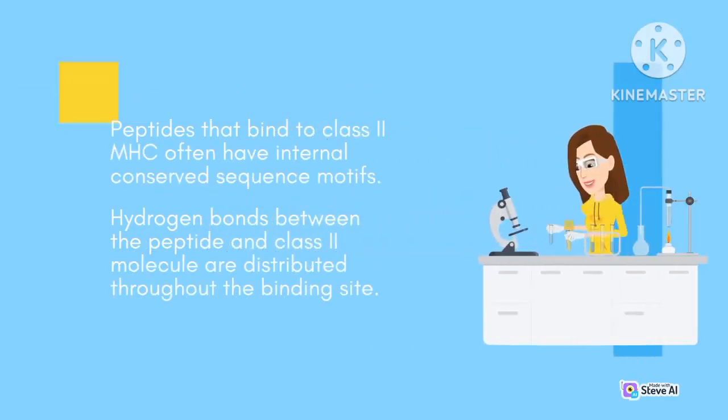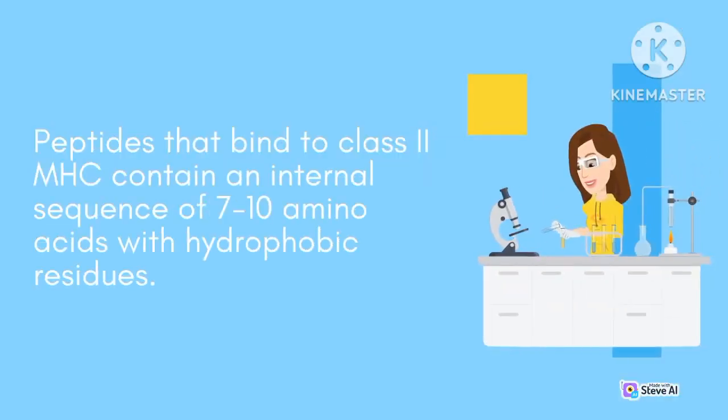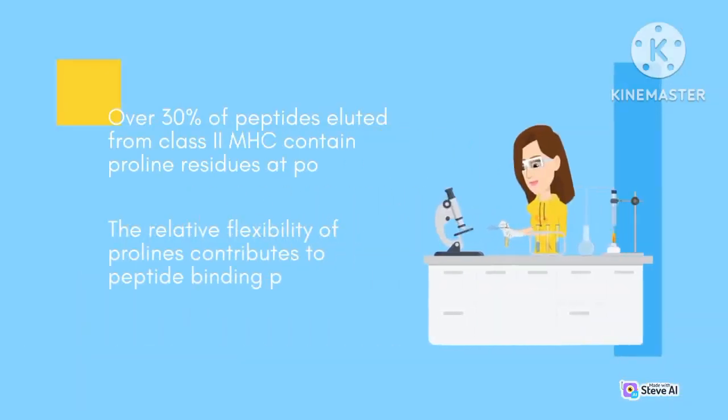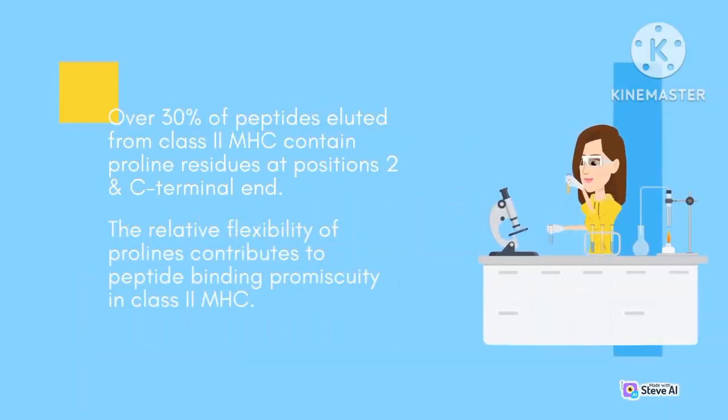Peptides that bind to Class II MHC often have internal conserved sequence motifs. Hydrogen bonds between the peptide and Class II molecule are distributed throughout the binding site. Peptides that bind to Class II MHC contain an internal sequence of 7 to 10 amino acids with hydrophobic residues. Over 30% of peptides eluted from Class II MHC contain proline residues at position 2 and the C-terminal end. The relative flexibility of prolines contributes to peptide binding promiscuity in Class II MHC.